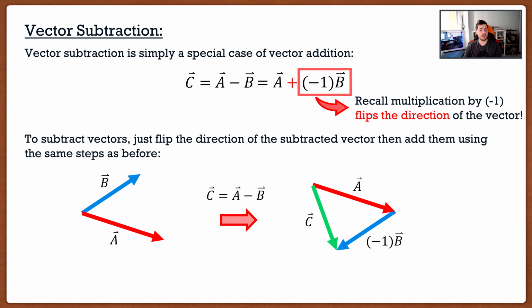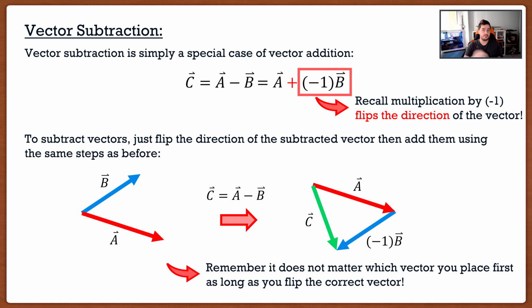And then if we look here, we have our triangle again. We can solve for those interior angles, and we can solve for everything that we need. So again, it's just a special case of addition. All you guys need to do is flip the vector you're subtracting, and you're good to go.